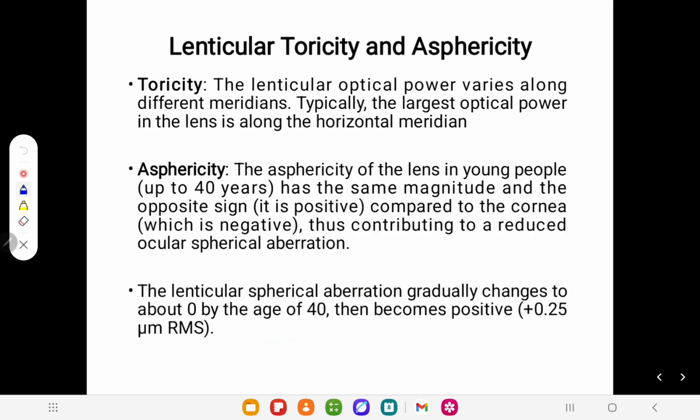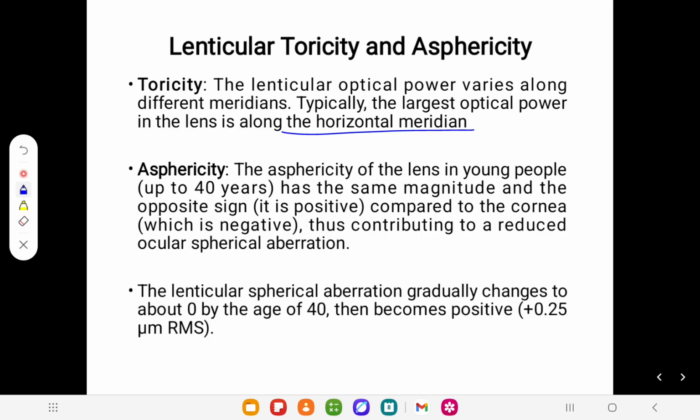So lenticular toricity and sphericity. Toricity: the lenticular optical power varies along the different meridian. Typically, the largest optical power of the lens is along the horizontal meridian. So lens itself is not spherical. Lens can sometimes show toricity, and naturally it has a little bit of toricity, but it's not that huge.